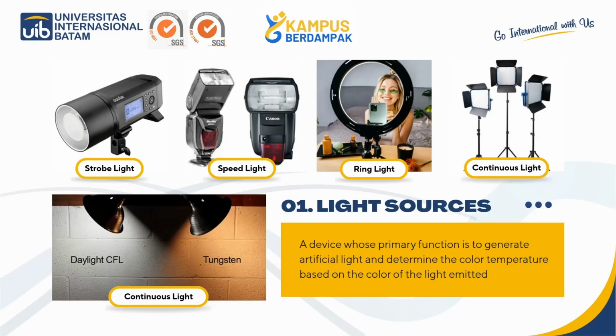The first one is light sources. As the name suggests, it is a device whose primary function is to generate artificial light and determine the color temperature based off the color of the light that is being emitted. Well, the first in the category is strobe light, which is a very high-powered studio flash. They are perfect for freezing fast motion, as we have discussed from the module before, and to overpower bright ambient light.